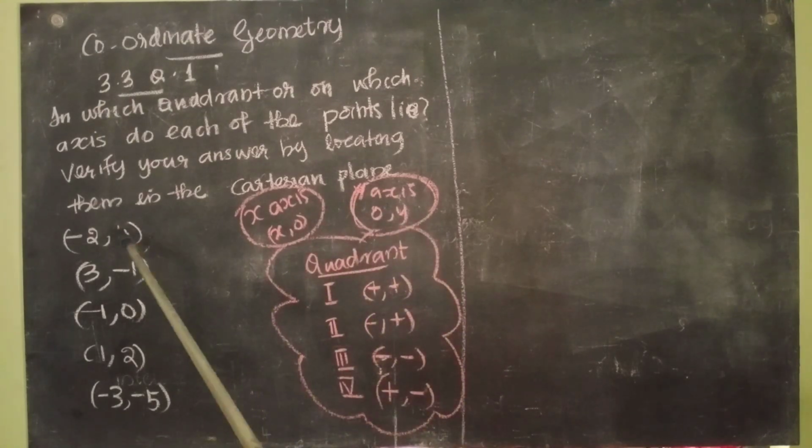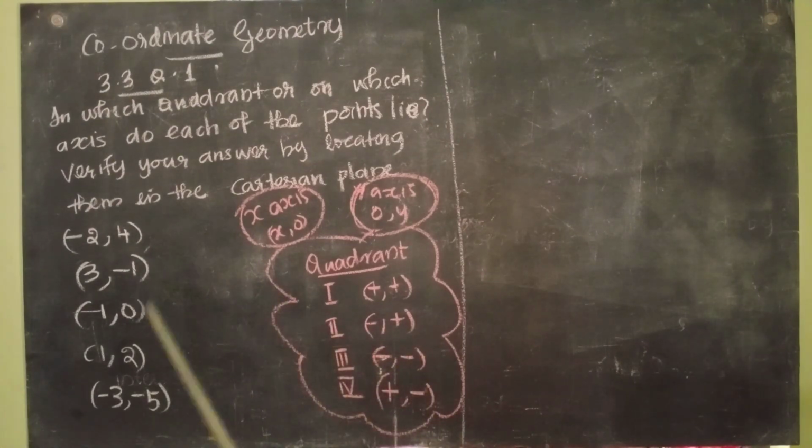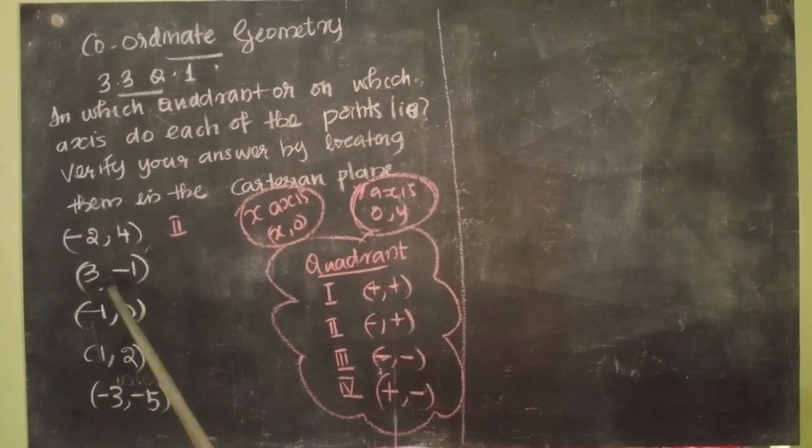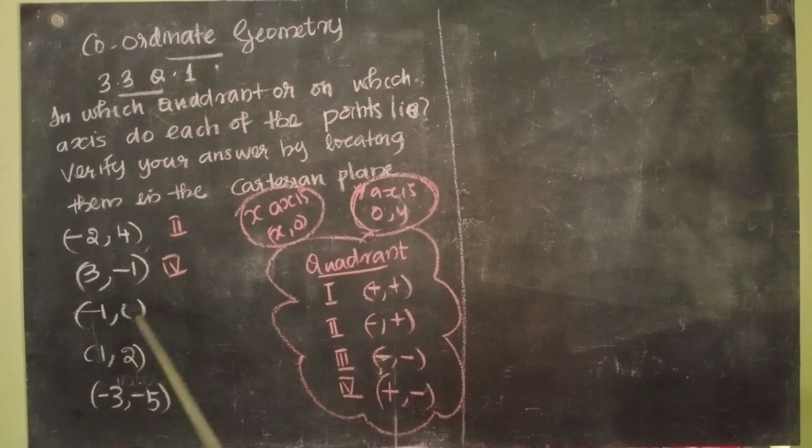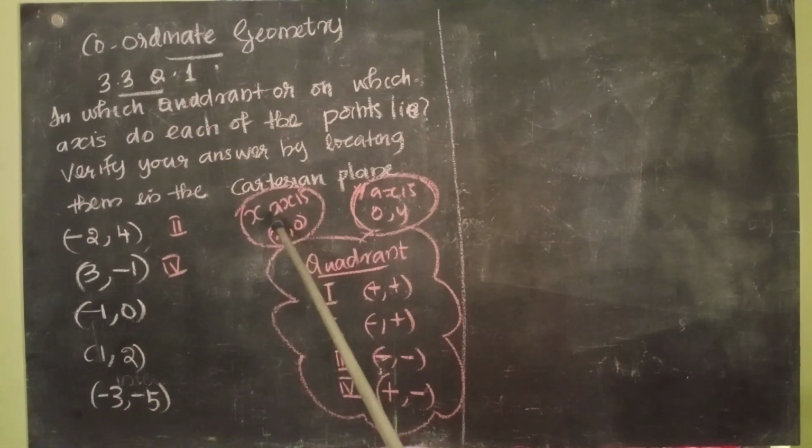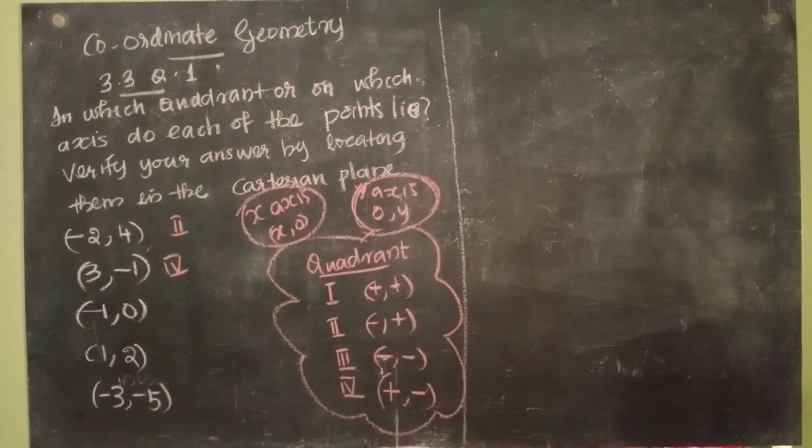Now let us find. Minus 2, 4 is of the form negative, positive. So it is in the second quadrant. Next question, 3, minus 1. Positive, negative is in the fourth quadrant. Third question, minus 1, 0. It is of the form x, 0. It is on the x-axis.